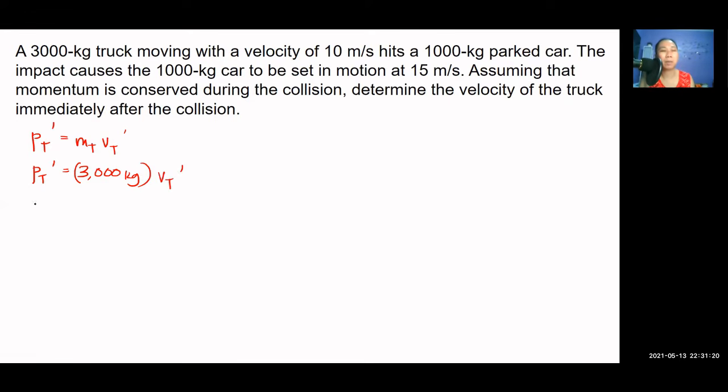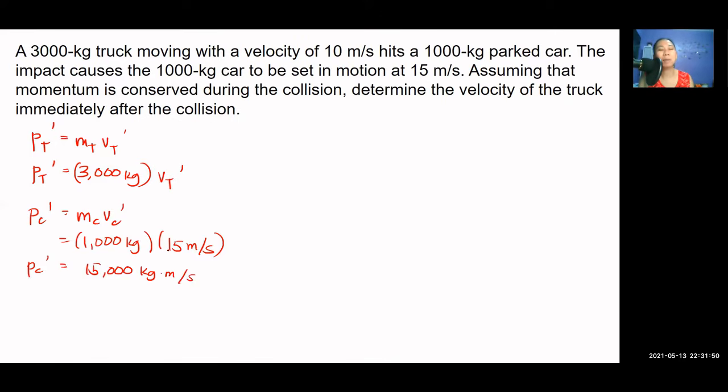So, next na naman natin yung sa car. So, ito naman yung momentum ng car after the collision. So, meron tayong mc vc prime. So, yung mass ng ating car is 1,000 kilograms times yung velocity ng ating car, which is 15 meters per second. Okay, so ang momentum ng ating car after the collision is equal to 15,000 kilograms meter per second.